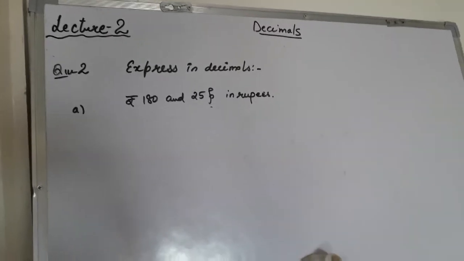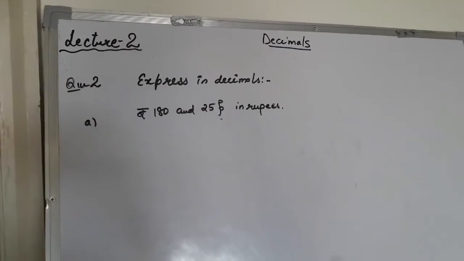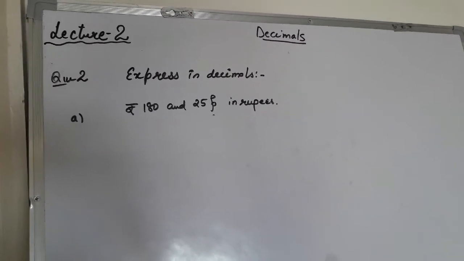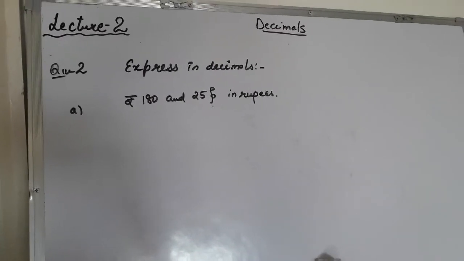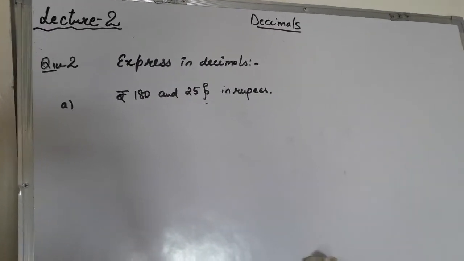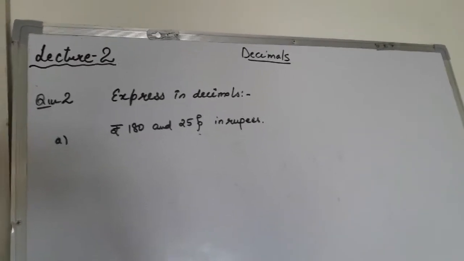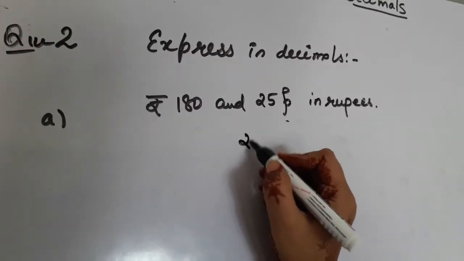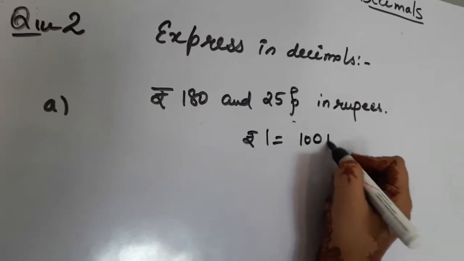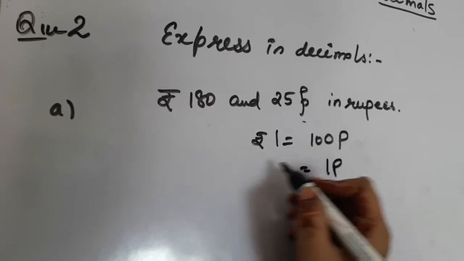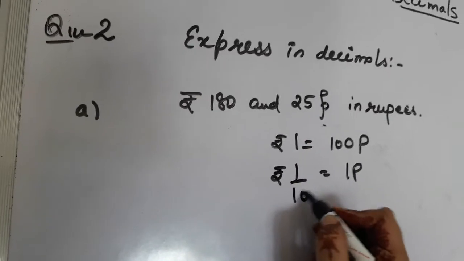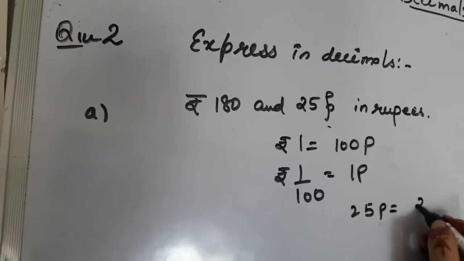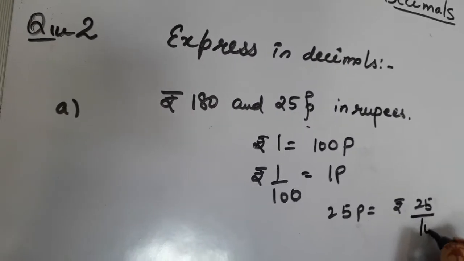My next question is to express it in decimals. Now what I will do, I have rupees 180 and 25 paisa. Firstly I will convert the paisa into rupees. Now you know rupees 1 is equal to 100 paisa, right? So 1 paisa becomes rupees 1 upon 100, right? Then 25 paisa becomes rupees 25 upon 100, right?